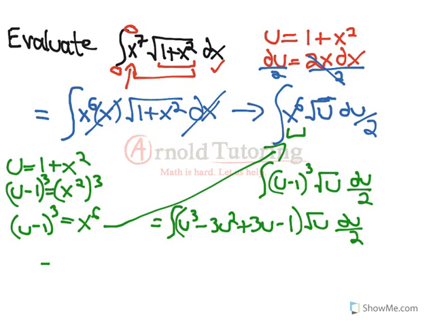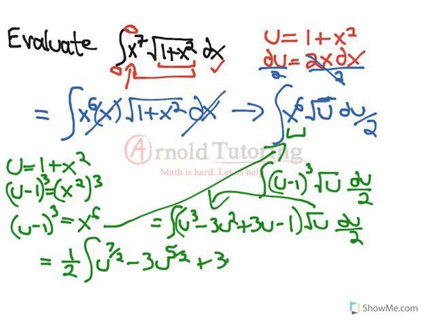I'm going to take that half out to the front because we know that we can bring constants out to the front. And when we multiply this root u into this whole bracket, it's going to add 1/2, which is the power when it's root u, to each of the exponents. So u to the 3 becomes u to the 7 over 2, minus 3u to the 5 over 2, plus 3u to the 3 over 2, minus u to the 1/2 du.